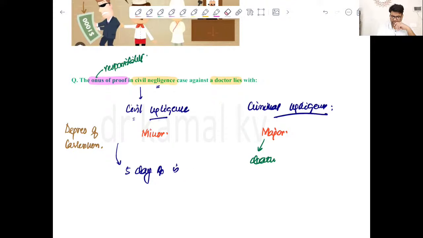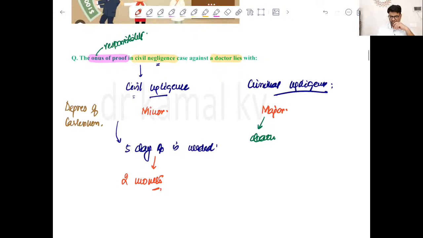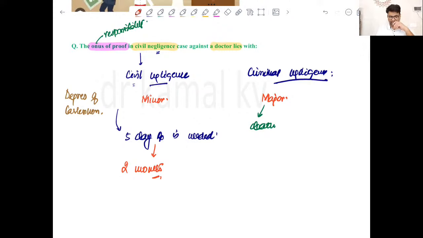So suppose 5 days of treatment is needed, and maybe under some influence from some pharma company or some other interest, the doctor carries the treatment on for 2 months, right? So that is a civil negligence case, right? Or if the diagnosis is not properly done, all those things will come under civil negligence.